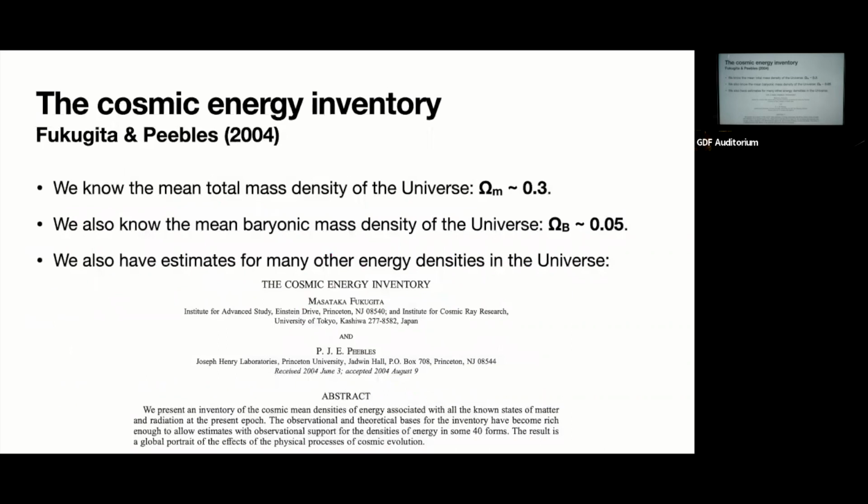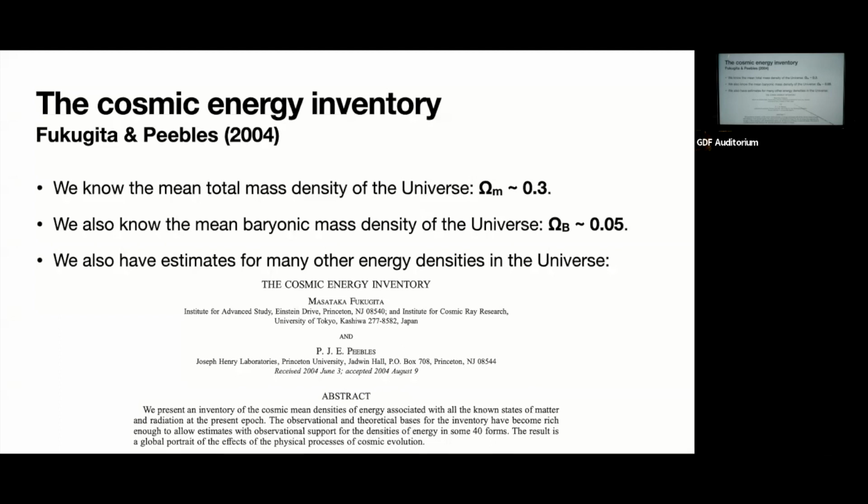So the cosmic energy inventory is Masataka Fukugita's favorite subject. And he basically spent most of his career on it. He's done a lot of other things, but he really wanted to get the table of energy densities of all components in the universe. Now, everybody knows that the mean energy density and mean mass density are omega matter 0.3 and omega baryon 0.05, but we don't know what omega is for the thermal energy, right? So this kind of property is useful.